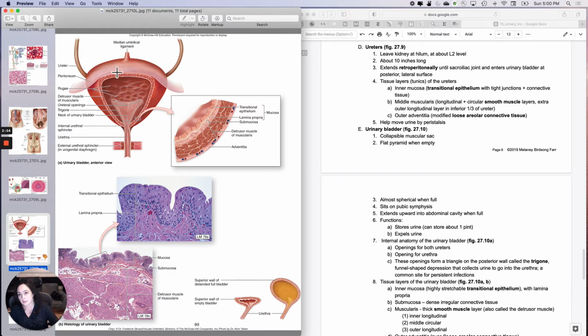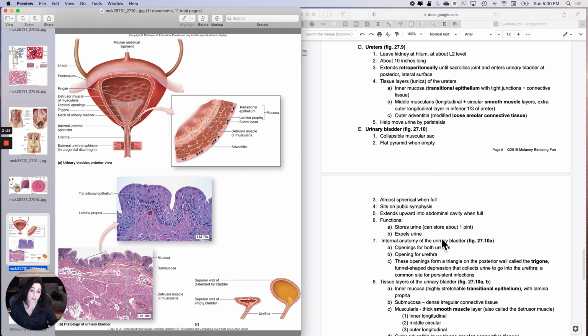It has internally the openings to both of the ureters, but they actually run along the backside and they open near the bottom third. And then, of course, it's got the opening to the urethra as well. These three openings form a little triangle, which is called the trigone. And the trigone in some people is relatively deep. When it's relatively deep, sometimes it is a common site for persistent urinary tract infections.